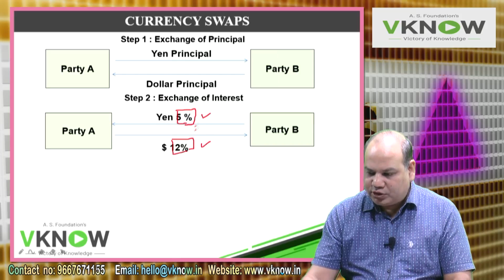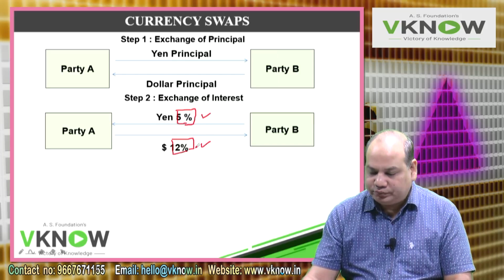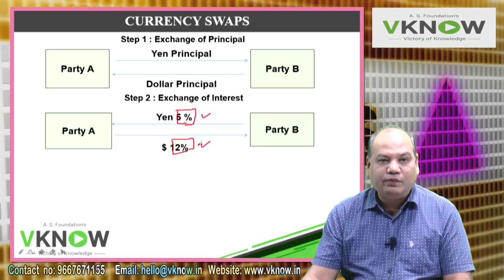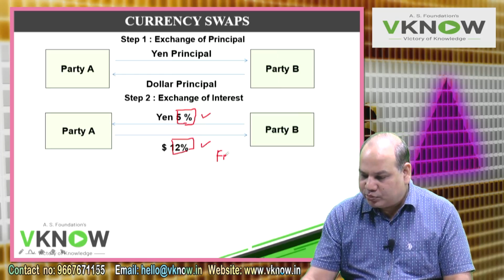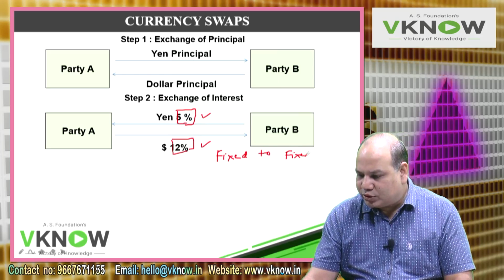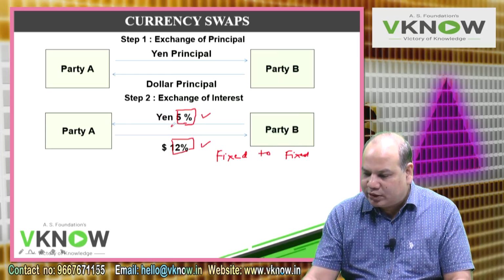Sometimes one can be fixed, the other can be floating. Then that will be called fixed to floating swap. This diagram is for fixed to fixed, because both parties are paying a fixed rate of interest to each other. Then your question will be why this is 5 and why this is 12?